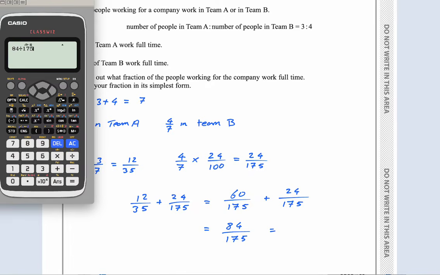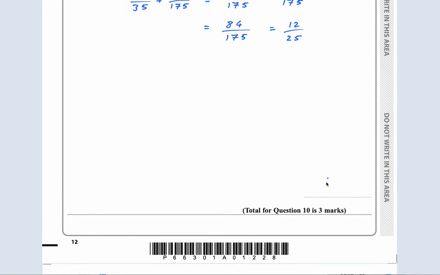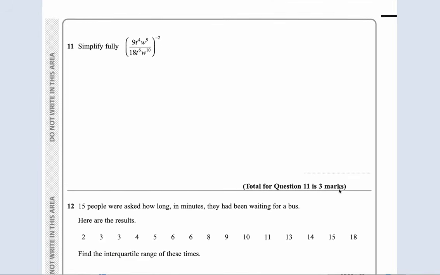84 divided by 175 is 12/25, and that's correct. 12/25. Okay, that's not an easy question, guys. 12 out of 25. Okay, question 11.